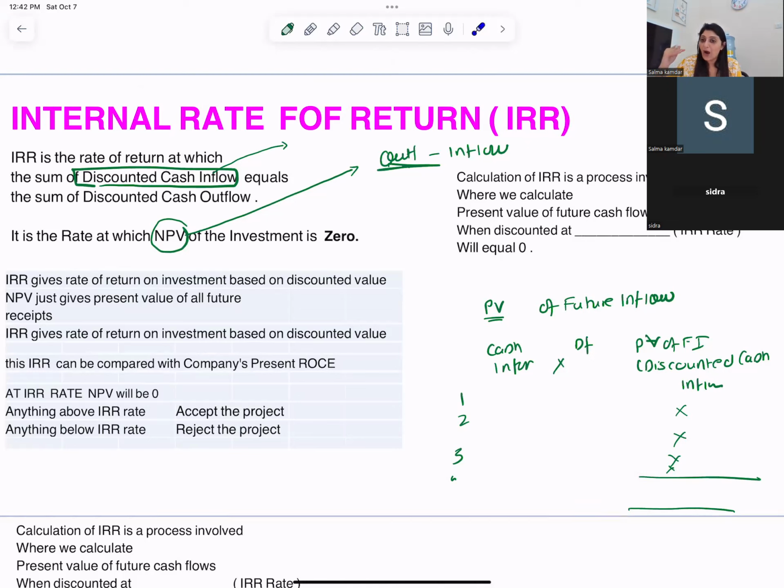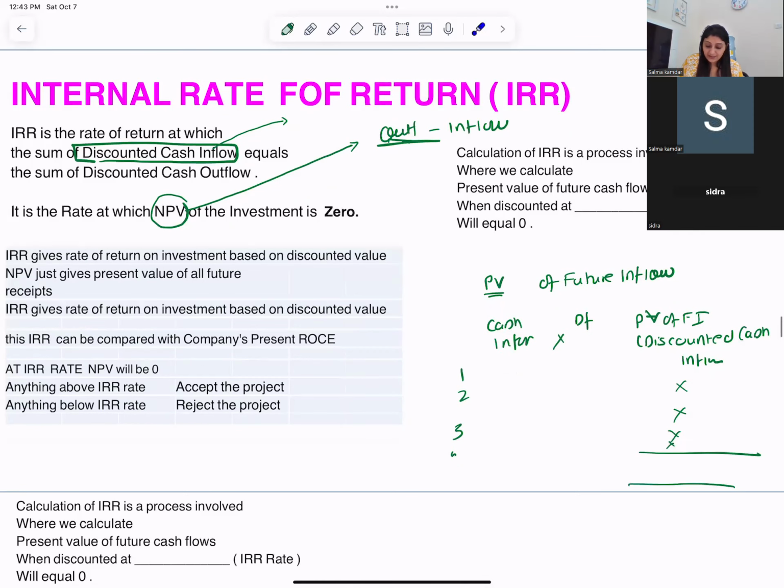That means your discounted cash outflow will be equal to your discounted cash inflow. If your outflow is equal to your inflow, your NPV will be zero. So internal rate of return gives you that percentage, that rate of return on your investment, at which the present value of future receipts minus the present value of future outflow is zero.